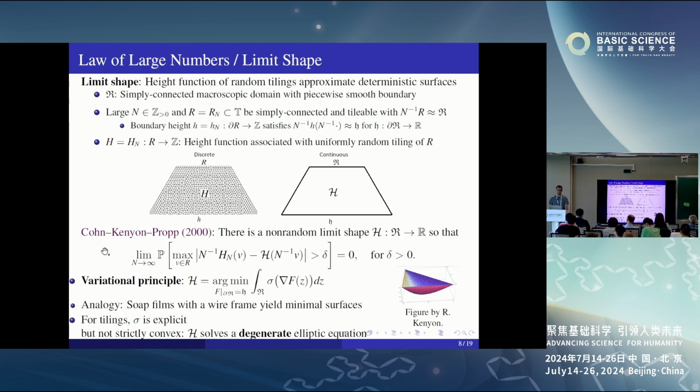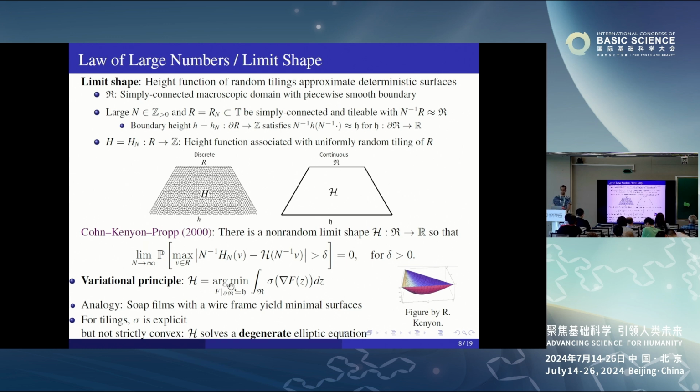Okay, and the theorem that goes back to Cohn, Kenyon and Propp around 25 years ago is that there's a deterministic limit shape, a non-random limit shape that lives on the continuum side, such that if I scale down this Roman height function, the tiling height function, by a factor of n, it will converge to this calligraphic, this non-random limit shape calligraphic h as n tends to infinity. And you can actually say what this non-random limit shape is. It's going to be the minimizer of a certain variational problem.